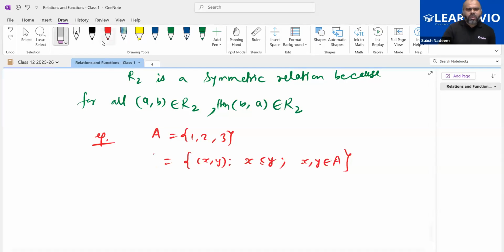Now just think a little bit about it and tell me whether the relation will be symmetric or not. If you want to write the elements of that relation, you can write it. Then try to find it out. And if it is symmetric, what is the reason? If it is not symmetric, then what is the reason?